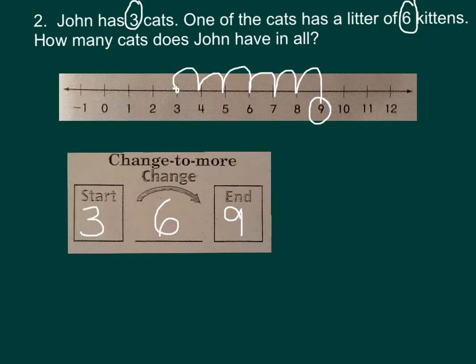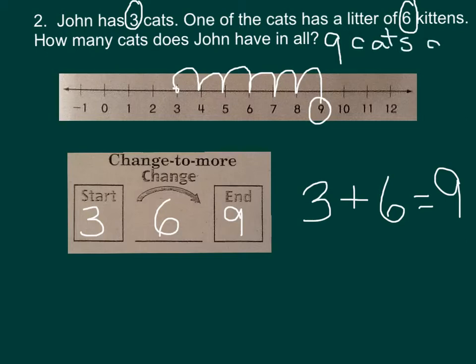Let's make a number model for this problem. So when we make a number model, we know that we're going to be adding this time. So our first number is going to be 3, and then we added, because there were more kittens that came with the litter, so we're going to add 6, and the answer is that we had 9. The sum was 9, so I'm going to put, how many cats does John have in all? 9 cats. And we could actually say cats and kittens.